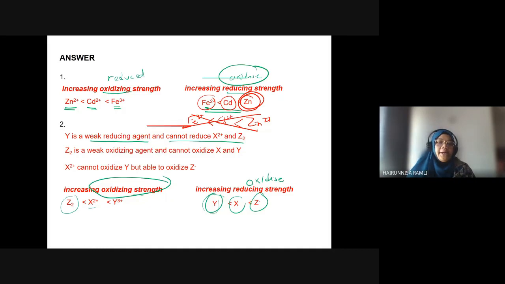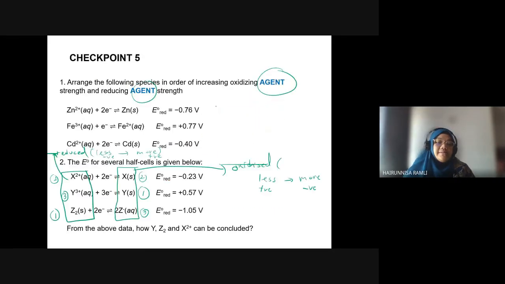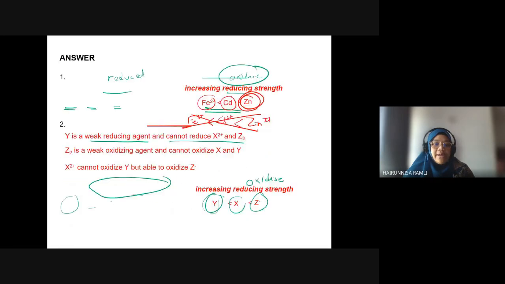For me, sebab soalan ni dia very general. How can be concluded? So I think you can also just conclude it by explaining this one lah, the increasing reducing strength and oxidizing strength.